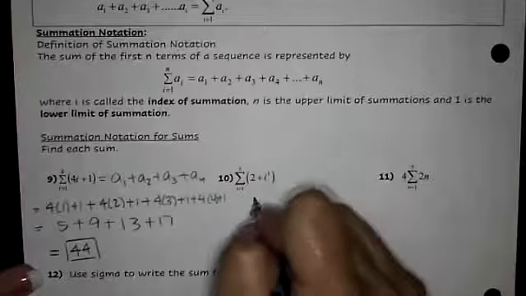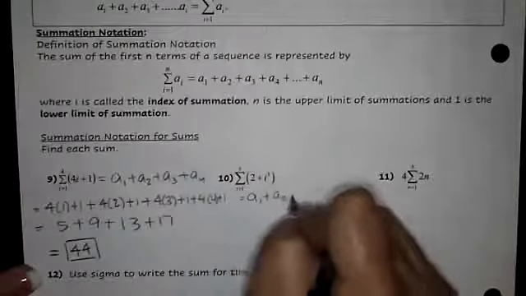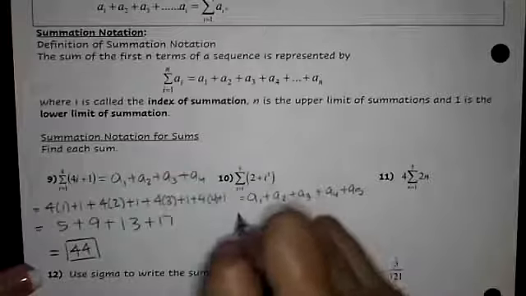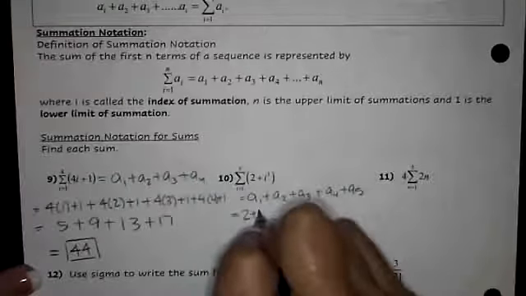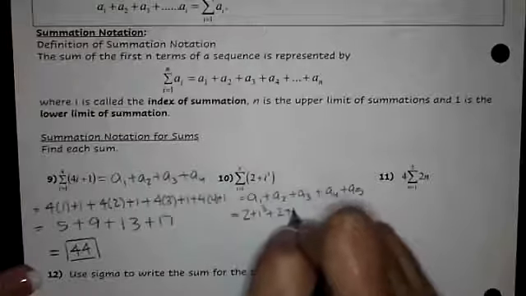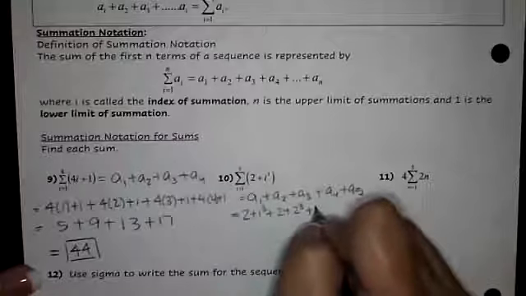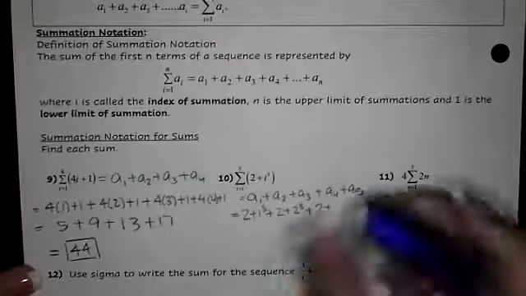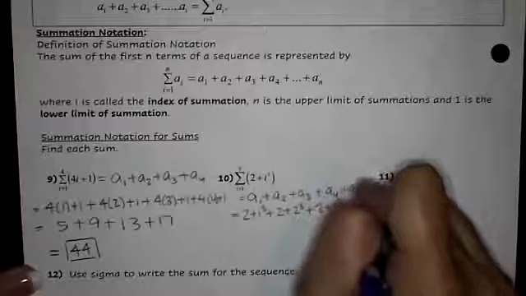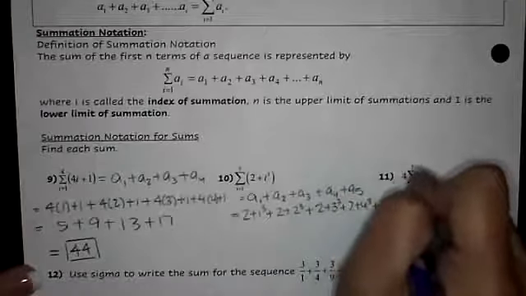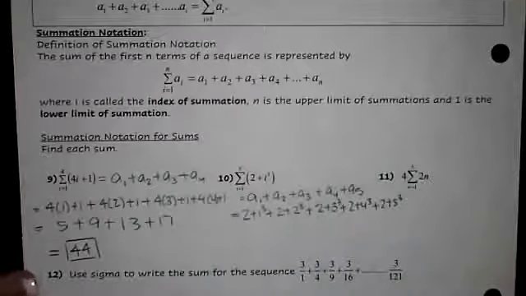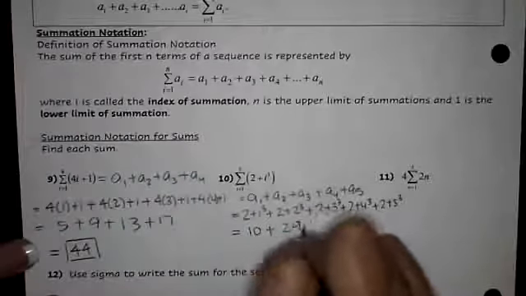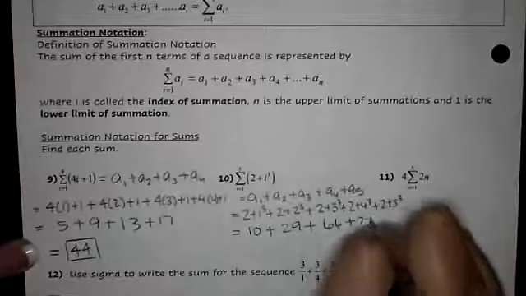Here's a second example. So we would do A1 plus A2 plus A3 plus A4 plus A5. And so our first one is going to be 2 plus 1 cubed. Our second one would be 2 plus 2 cubed. Our third one is 2 plus 3 cubed. 2 plus 4 cubed and 2 plus 5 cubed. So there's all of our terms. You can use a calculator for this part to figure them out, but our first term would be 10. Our second one would be 29, 66, and 127.